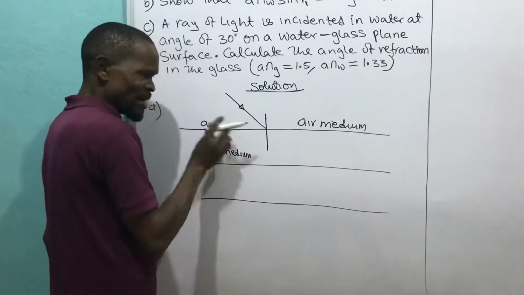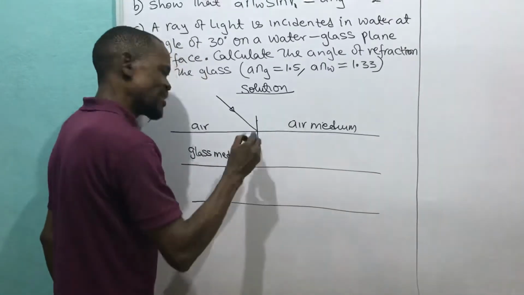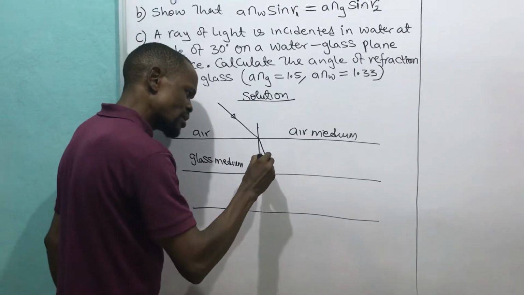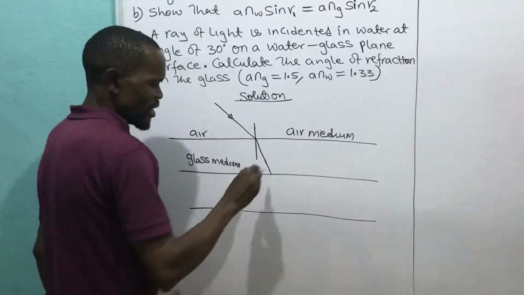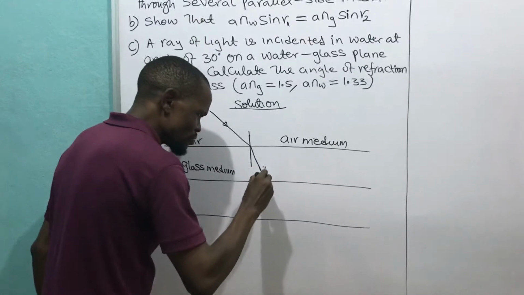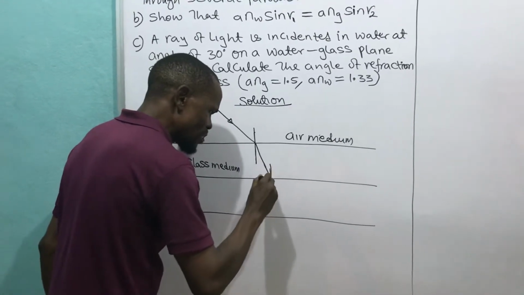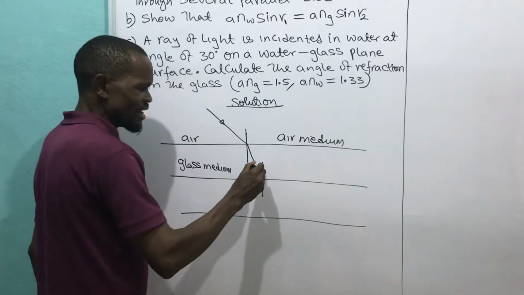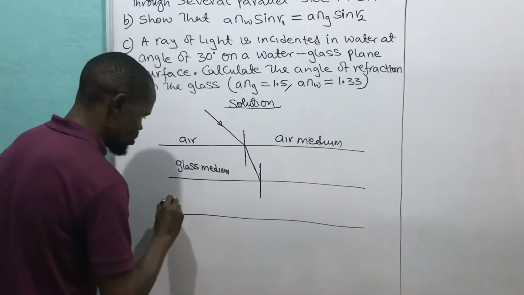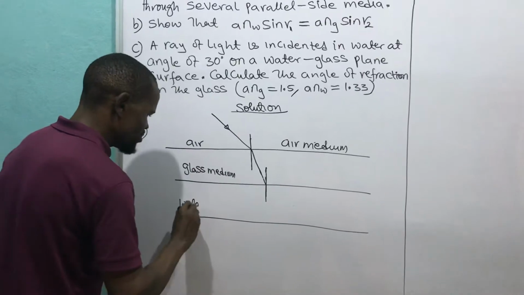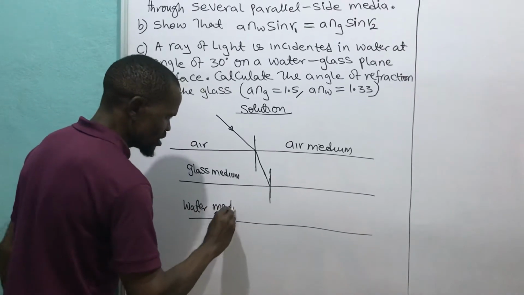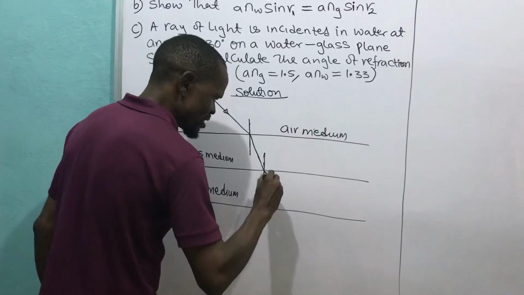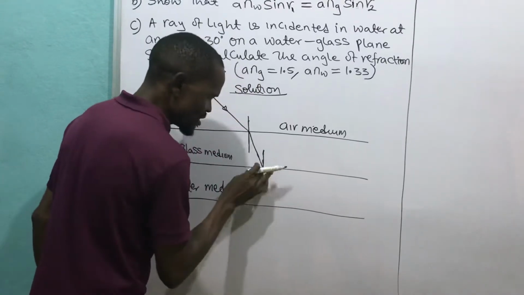This line is a glass boundary. Entering into glass, it will refract close to the normal and come to this point. Striking here, I have to draw the normal again. Then this ray is now striking the water. I call this place the water medium. Striking the water medium, the ray will refract away a little.